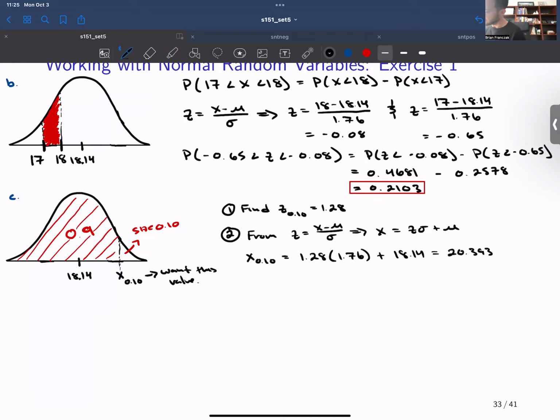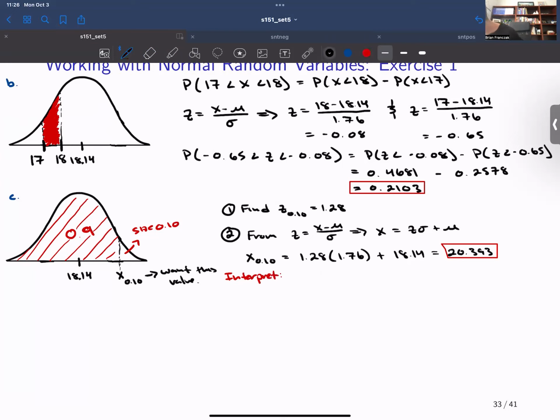Okay. All right, so that's our 90th percentile. So this is the value that puts 90% of the area to the right. So now we were asked to interpret.